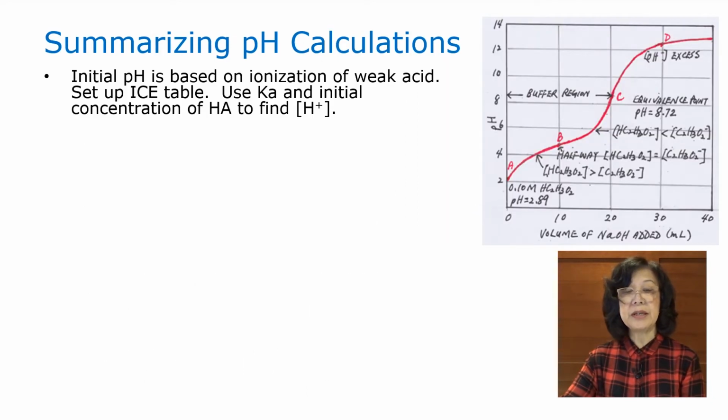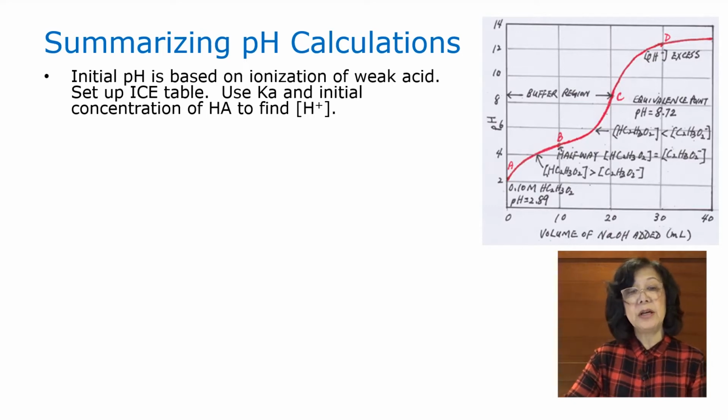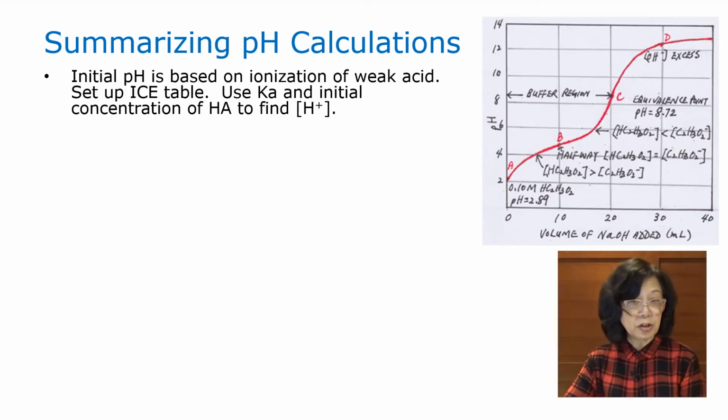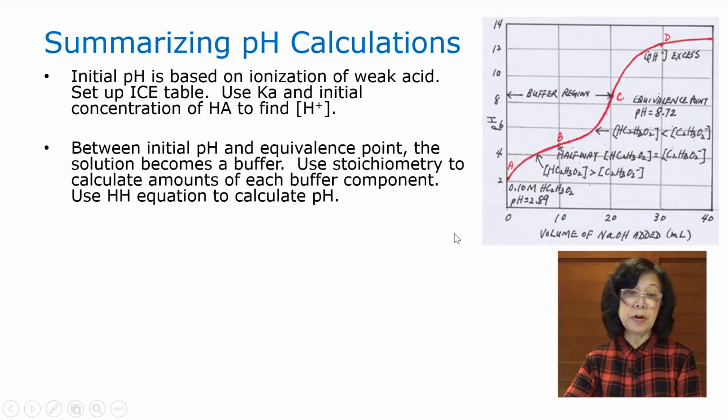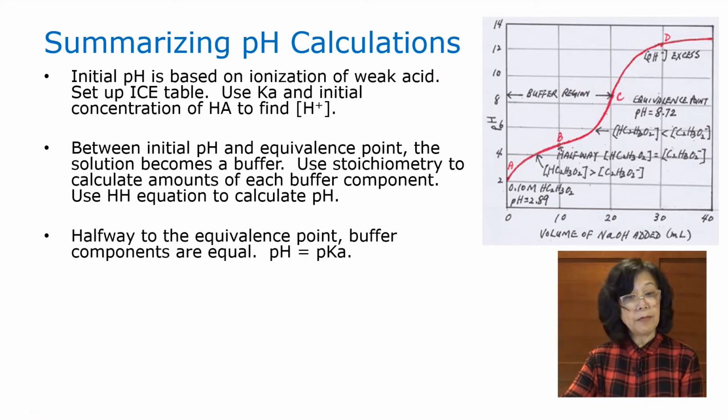So summarizing one more time how we do the calculation: initial pH is based on ionization of the weak acid, use an ICE table, Ka, and the initial concentration of HA to find hydrogen ion. Between initial pH and the equivalence point, the solution becomes a buffer. Use stoichiometry to calculate the amount of the buffer components, and use the Henderson-Hasselbalch equation to calculate pH. Halfway to the equivalence point, buffer components are equal. pH is equal to pKa.